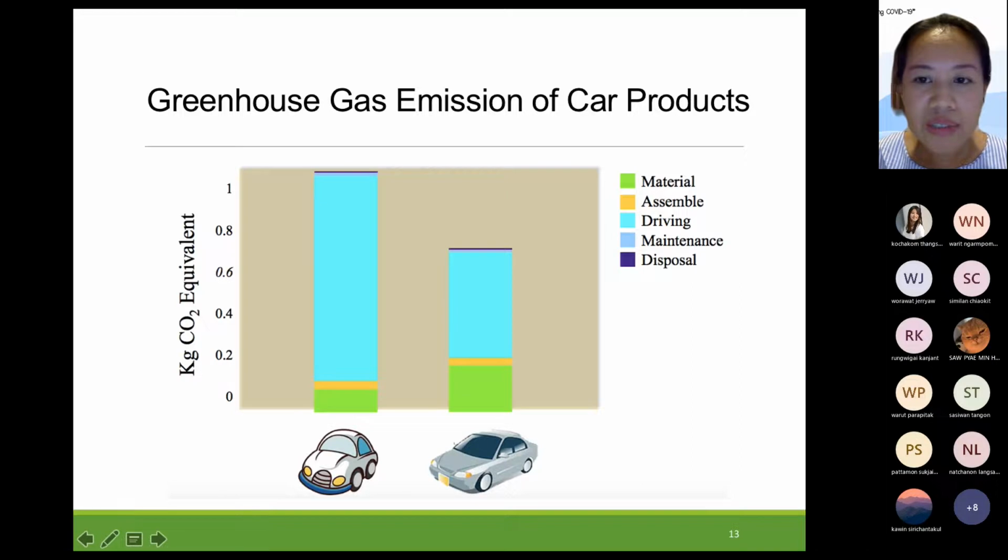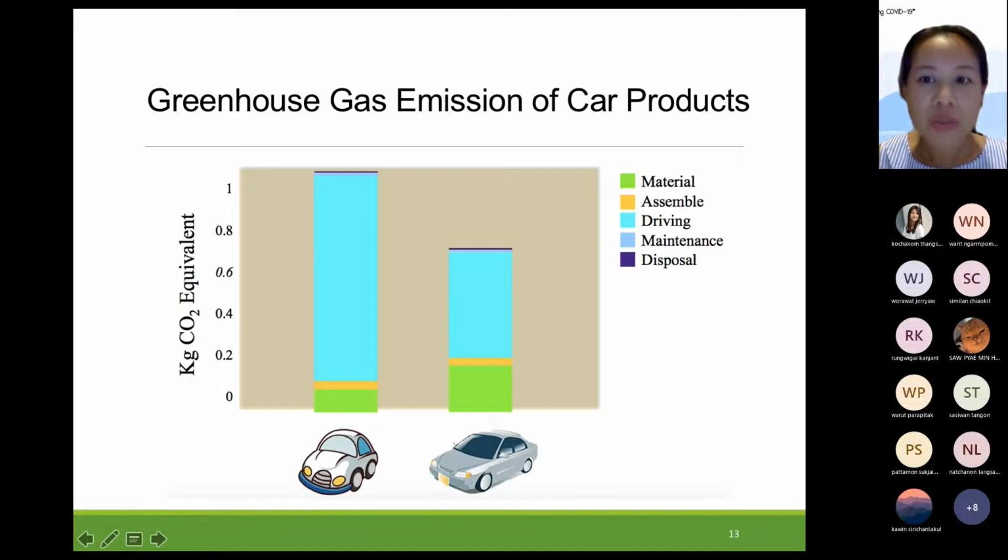the light blue color represents driving. That means the use phase, when we use the car. When we drive a car, it can consume a lot of energy, a lot of fuel. It can release a lot of greenhouse gas emissions while you use the car, right? That's what the analysis shows.